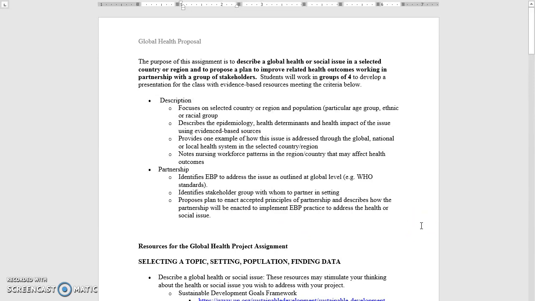Okay, here's your big project, the Global Health Proposal. So I've highlighted, bolded this: describe a global health or social issue in a selected country or region, and propose a plan to improve related health outcomes, working in partnership with a group of stakeholders. Okay, so what does all of that mean? It's going to become clear to you as you read the items that I put into the course for you, and we talk and we listen to our presenters and things. This will become more clear.